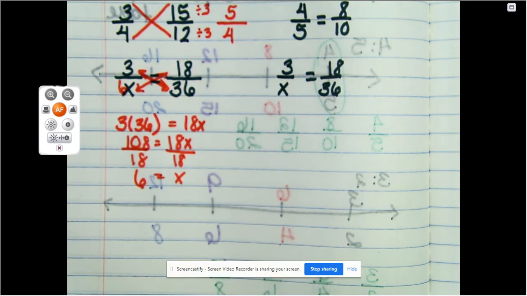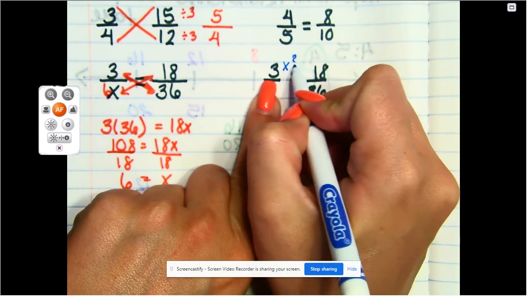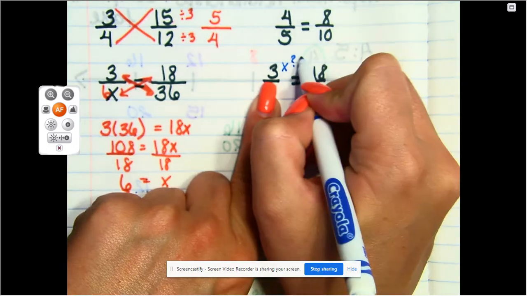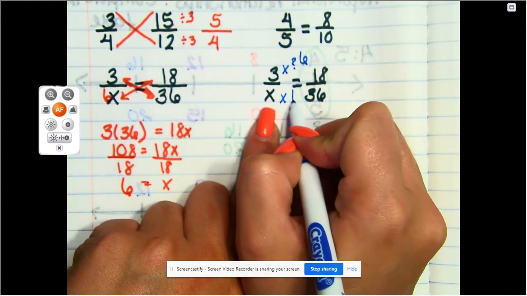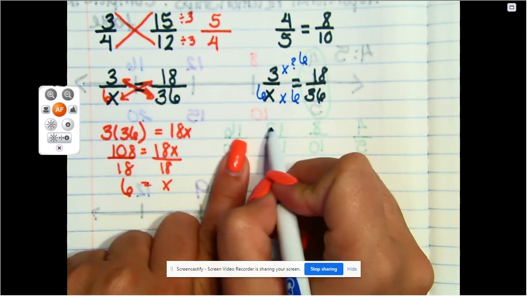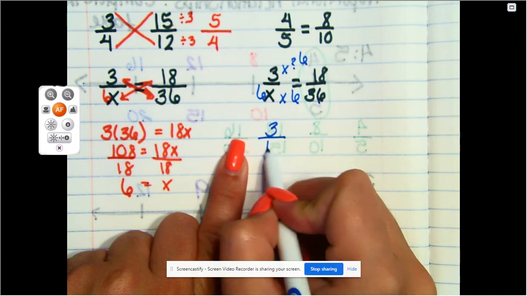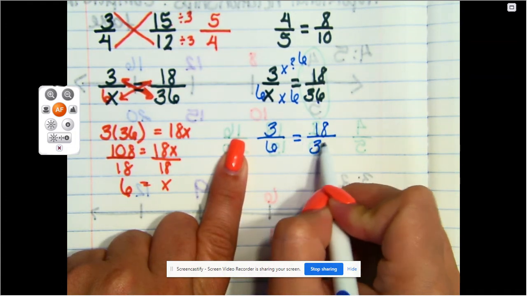Okay, another way that you can look at it, if this does not make sense to you, is I think 3 times what gives me 18? Well, that number was 6. So that means that something times 6 gives me 36. That number is 6 as well. So my proportional relationship is 3 over 6 and 18 over 36.